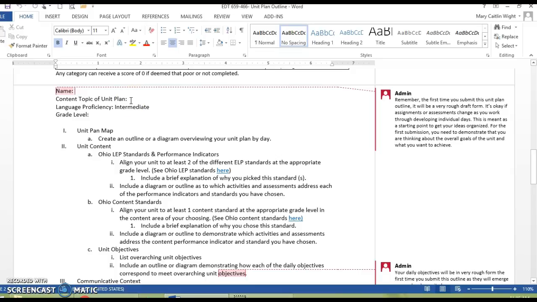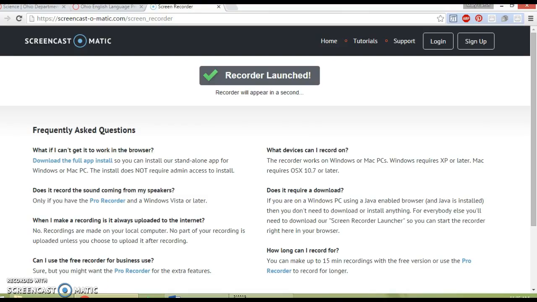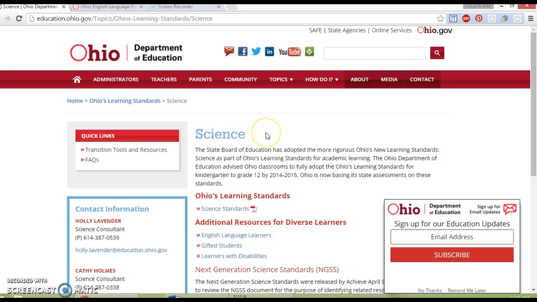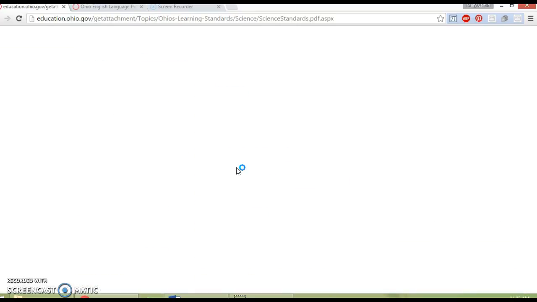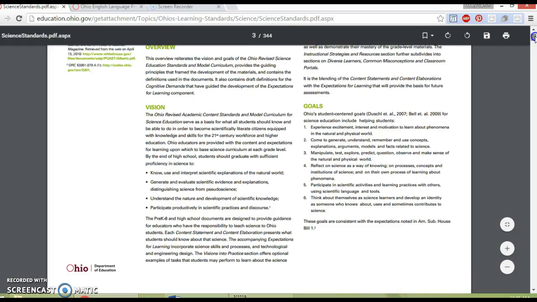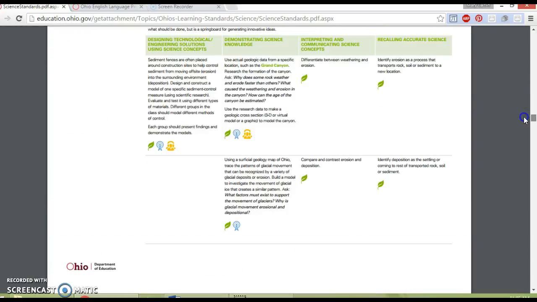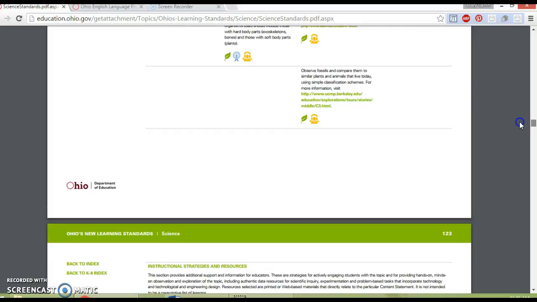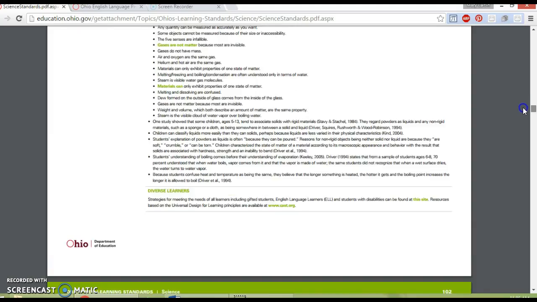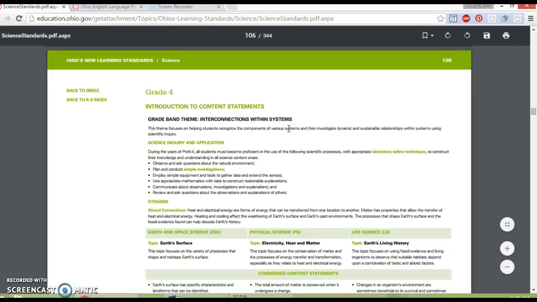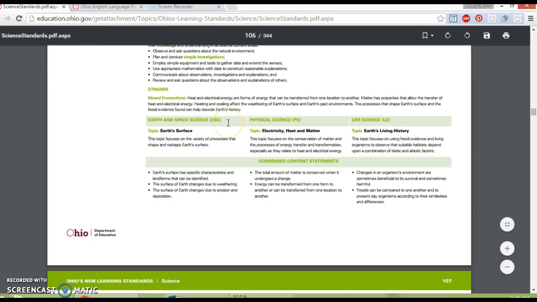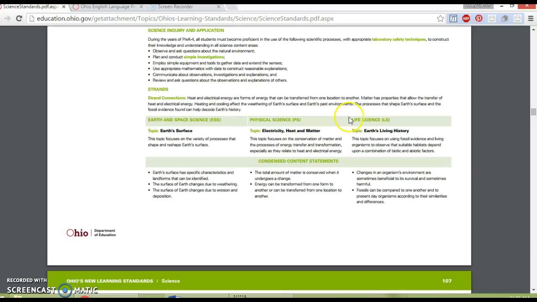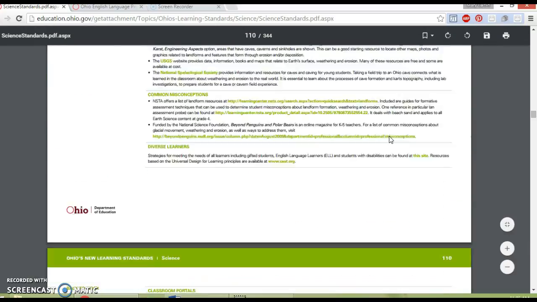I love science. So we're going to look at the science standards. So I'll pick a grade level of 4th grade. So if we go to the Ohio Science Standards here, we have the Ohio Science Standards. So 4th grade starts from the table of contents at page 106. So these are the big topics in 4th grade science: the Earth's surface, electricity, heat and matter, Earth, and living history. So I'm going to go down to the Earth's surface.